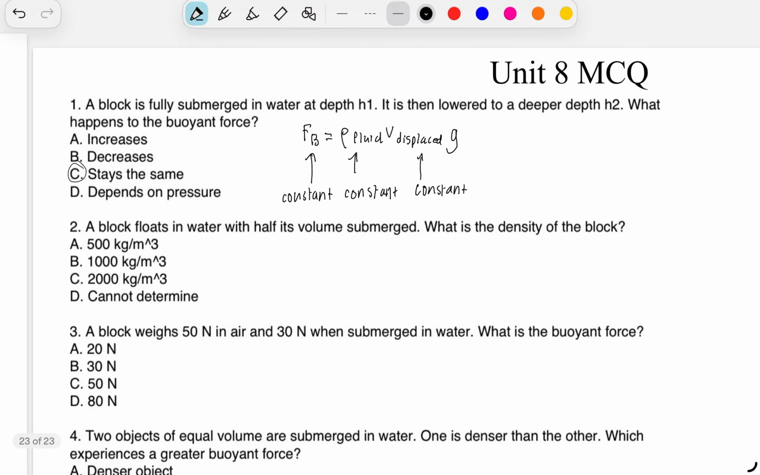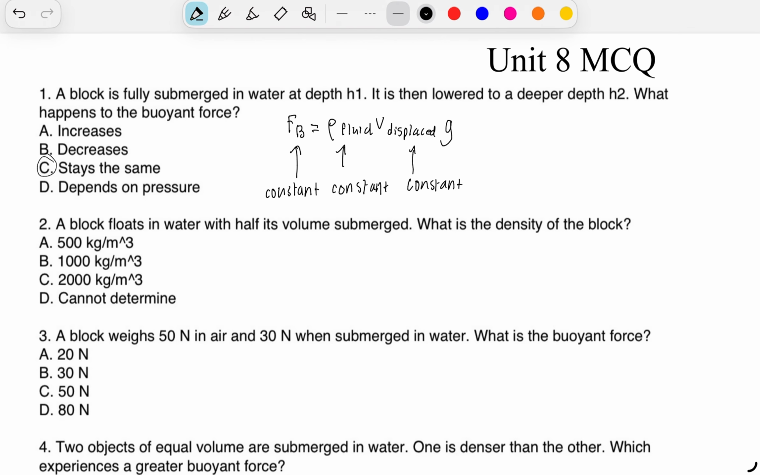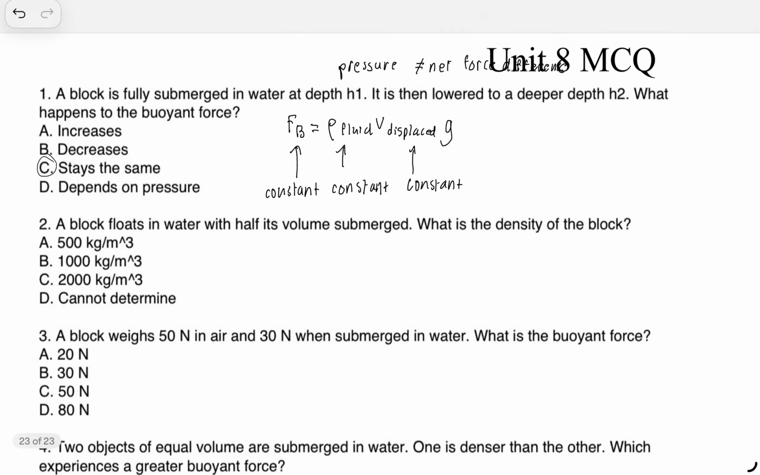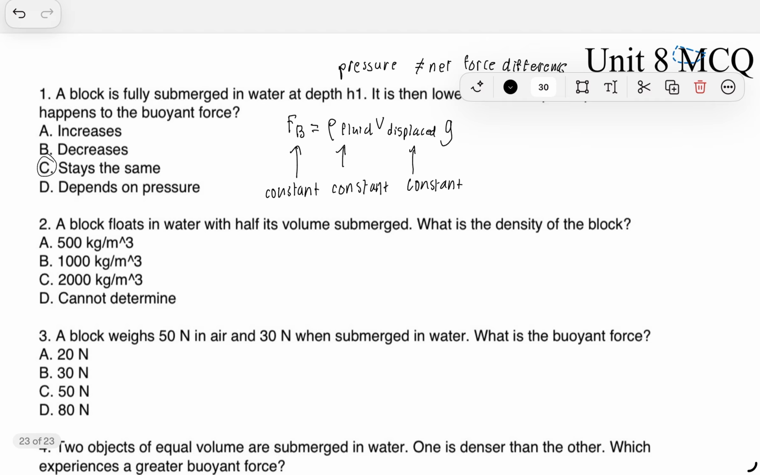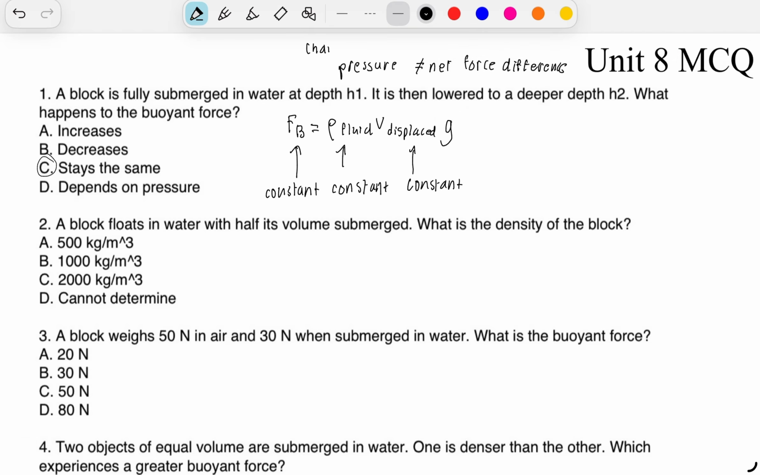People would usually confuse pressure with net force difference. Again, pressure is going to change with depth, but net force difference depends on the volume that is displaced.